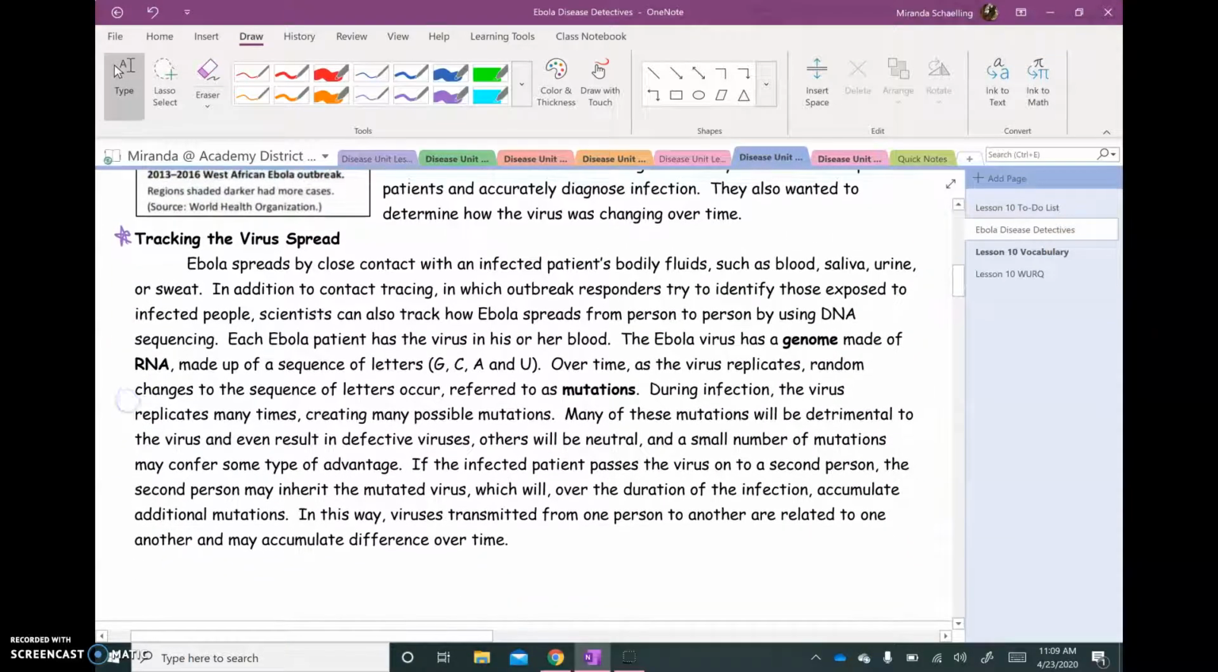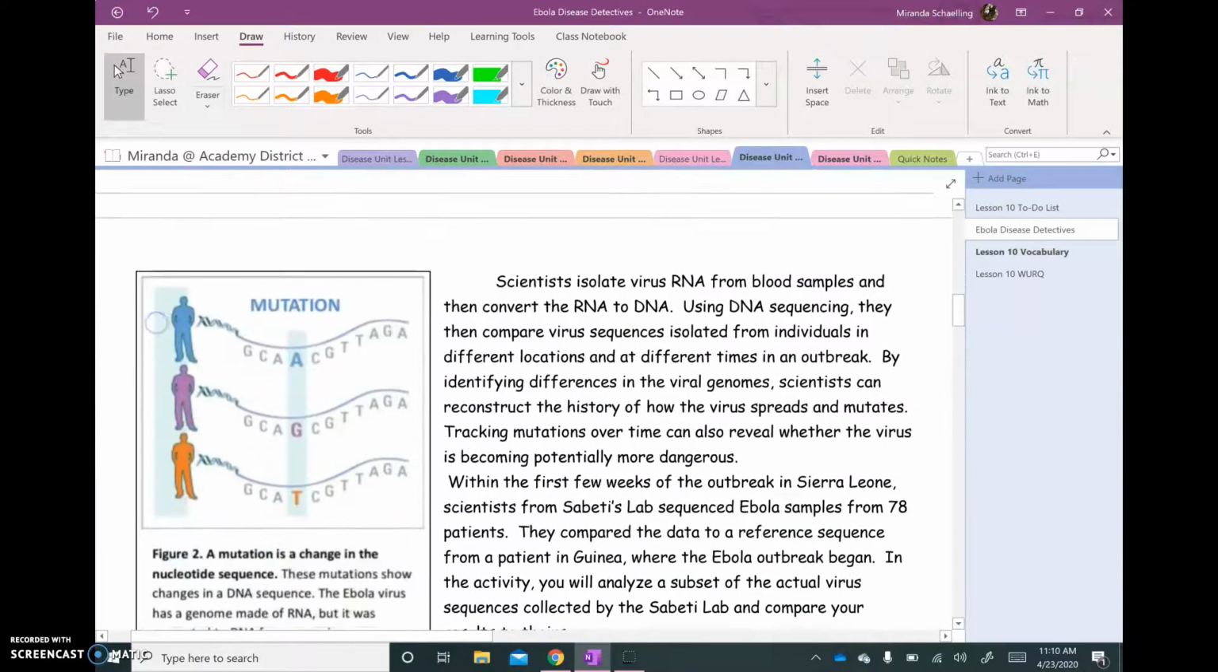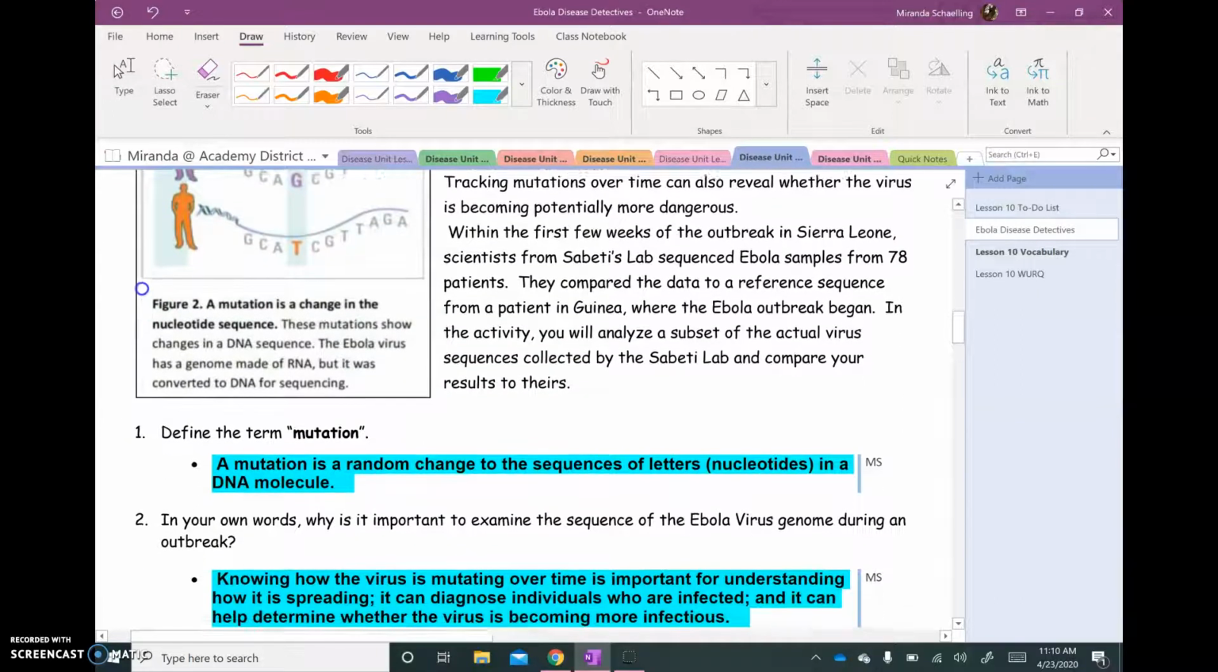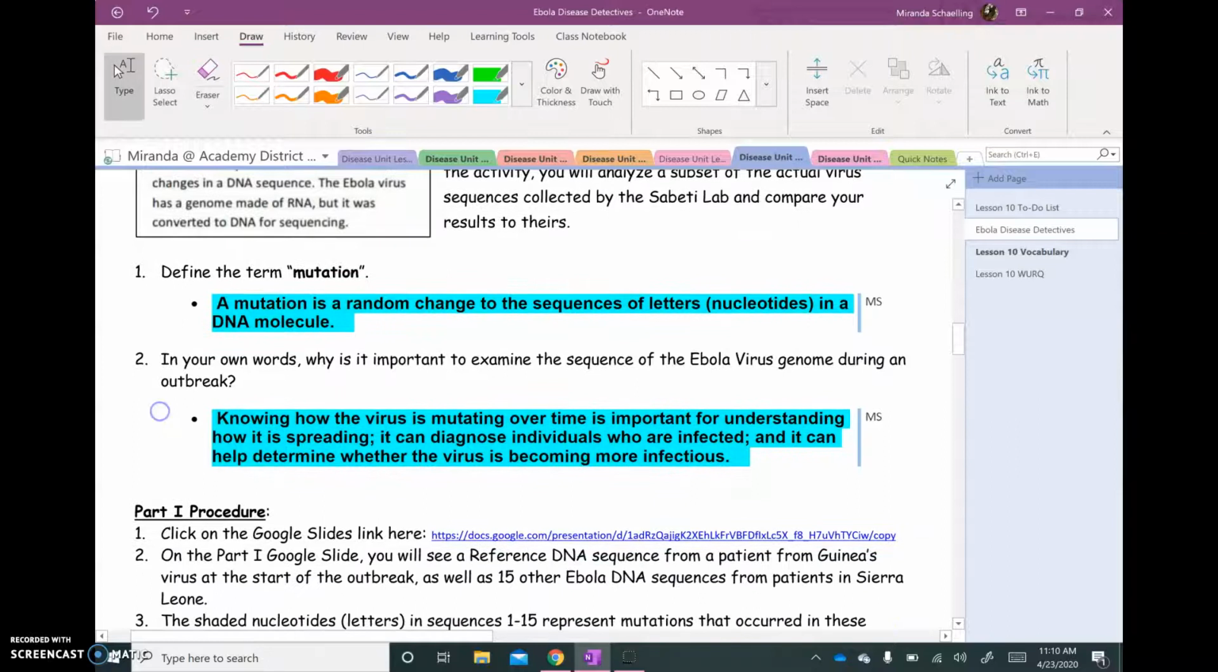We're tracking how the virus spreads from person to person, and how, if we track mutations, we can track how the virus is spreading. These are some examples of that. So first we want to define the term mutation. Hopefully you remember this: it's a change in a DNA molecule. So one letter or one nucleotide is wrong.